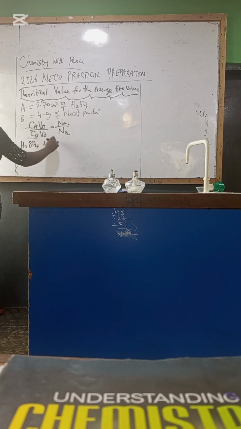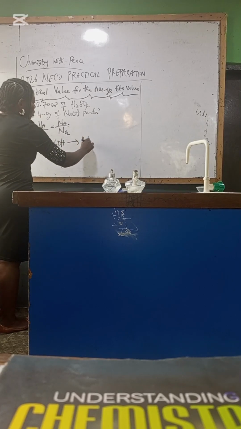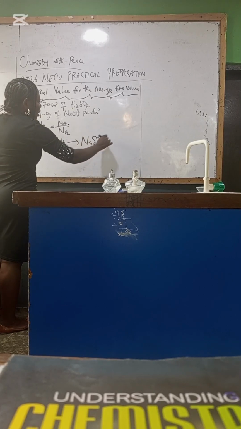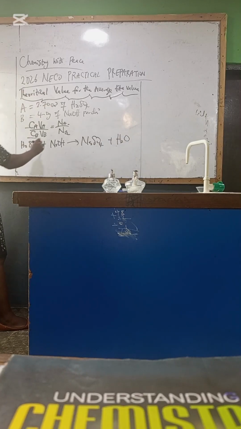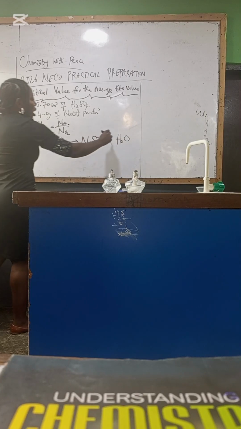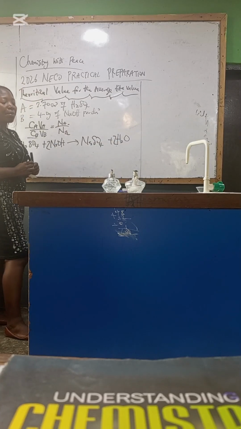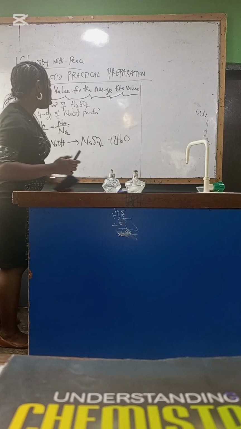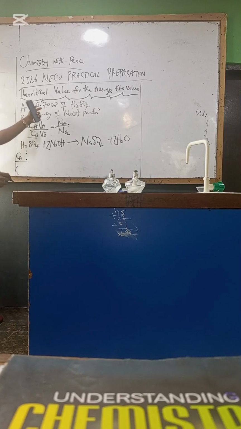So we have H2SO4 plus sodium hydroxide to give this and this. This equation is not balanced. We have 2 here and we have 2 here. So now we have gotten our NA and our NB. Then what's the next thing to do? We are going to calculate our CA.